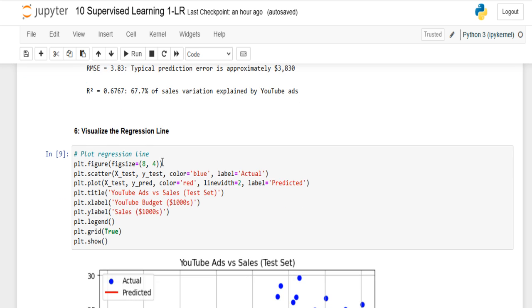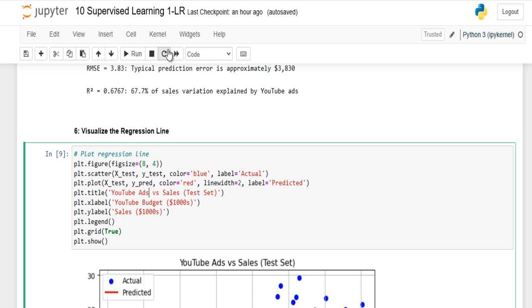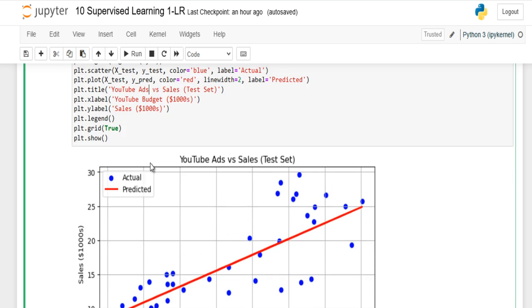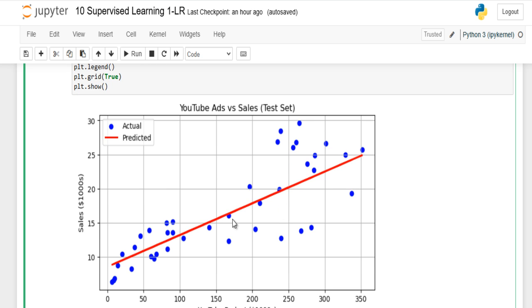So let's visualize the regression line now as I run it. Okay, you can see the line here. We just plug in our X and Y here. So here we have our YouTube advert against sales, with the units being sales and budget. So we run this line, and we have this predicted line. The line you can see here.